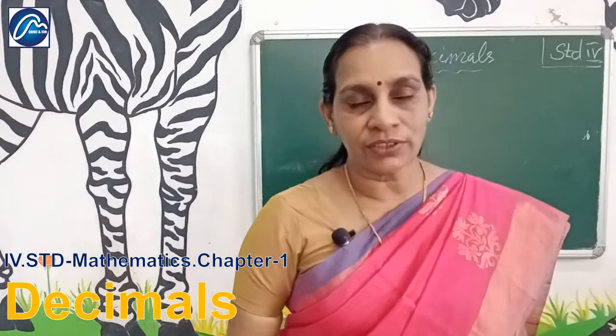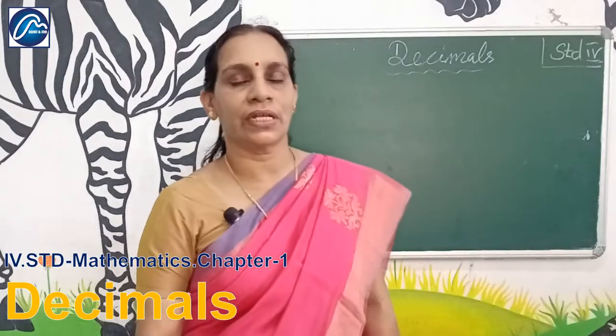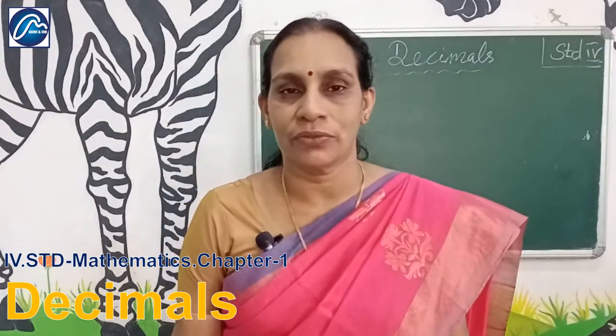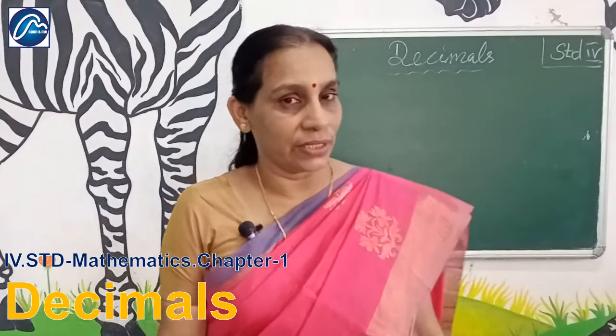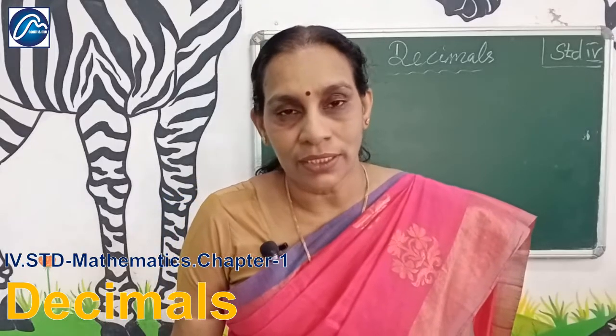Actually, when we are writing a number, we will mention the place value of each digit. For example, 432 means 2 ones, 3 tens and 4 hundreds. Towards the left it will increase and towards the right it will decrease.